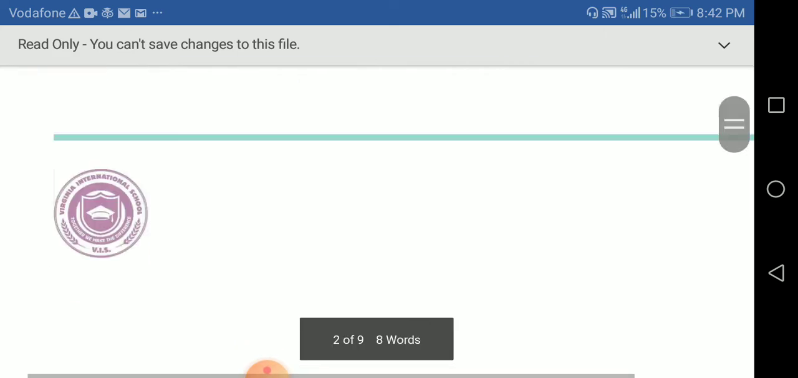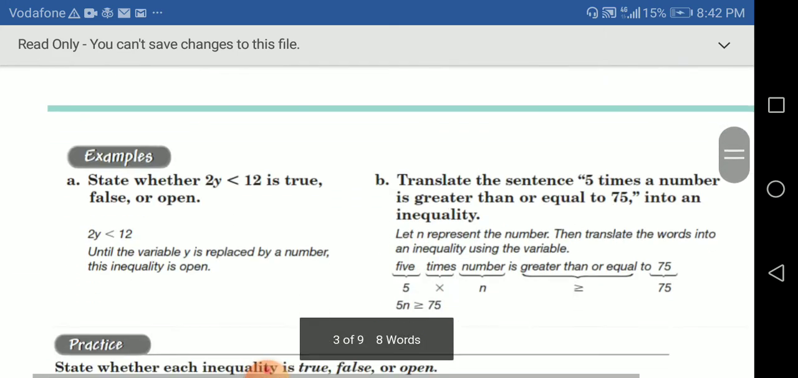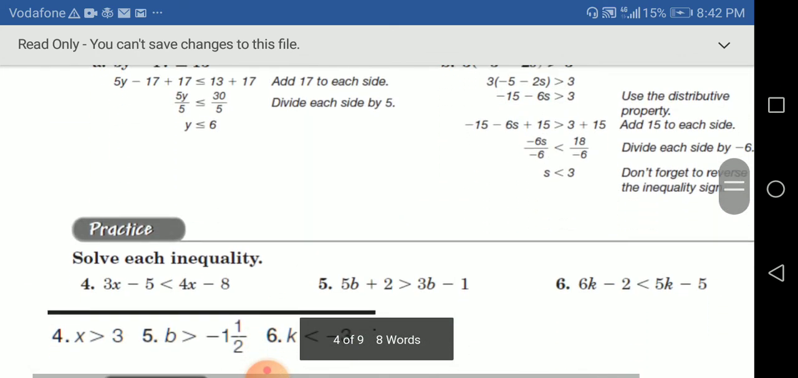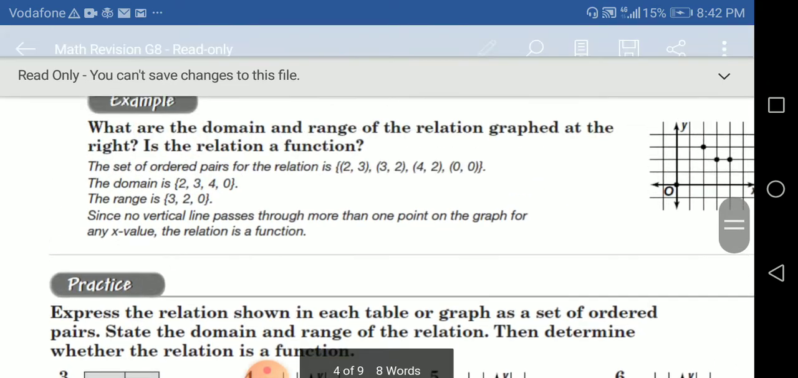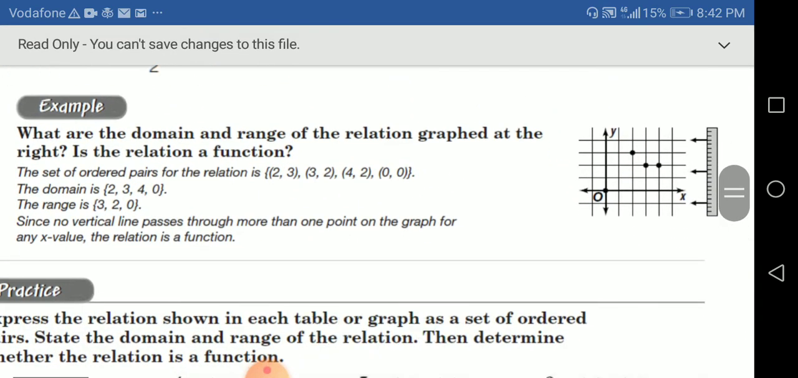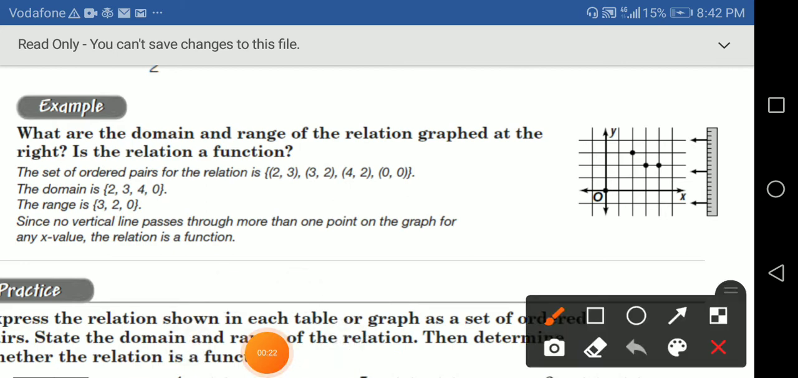Let's start. We have reached here. We have finished the inequalities, so we're going to have the functions together. Remember, we have this lesson. This is a very interesting one. It asks me about what we have here.